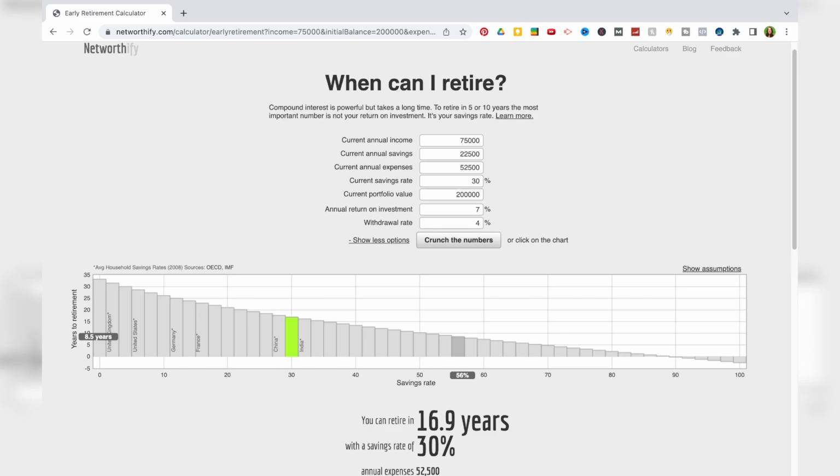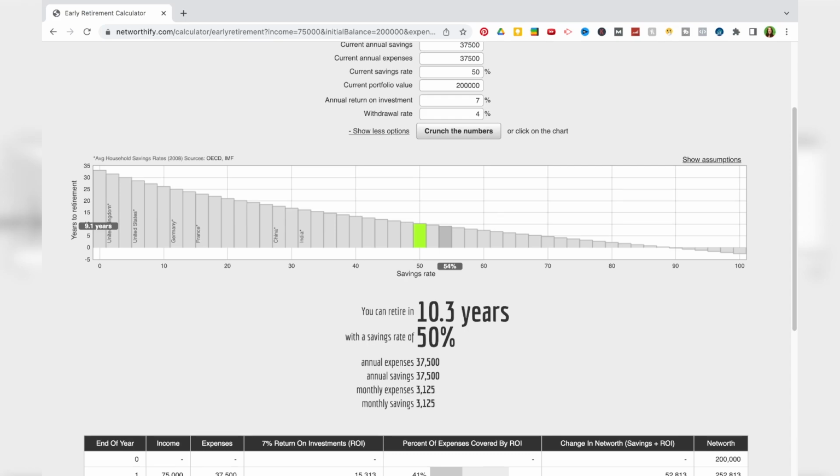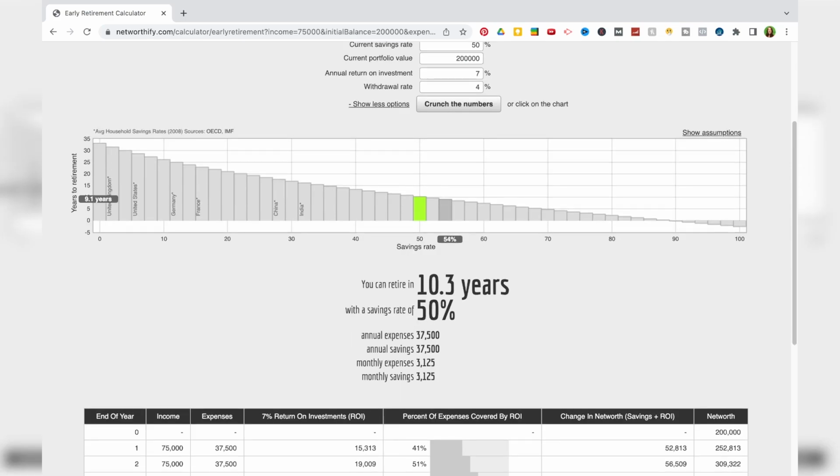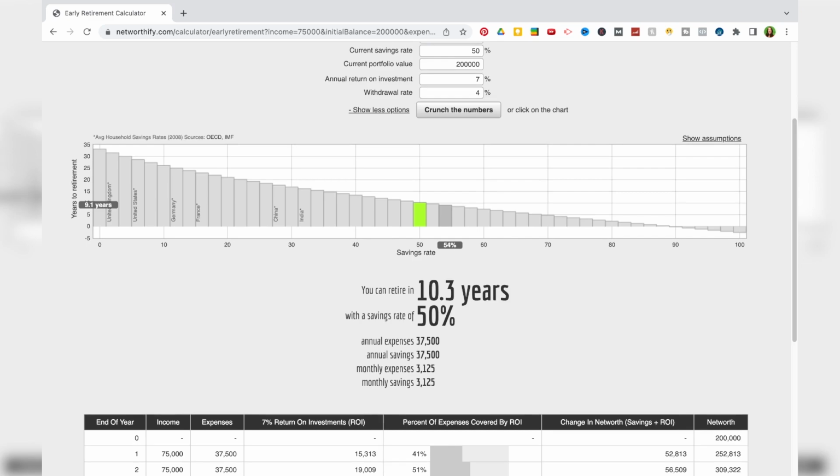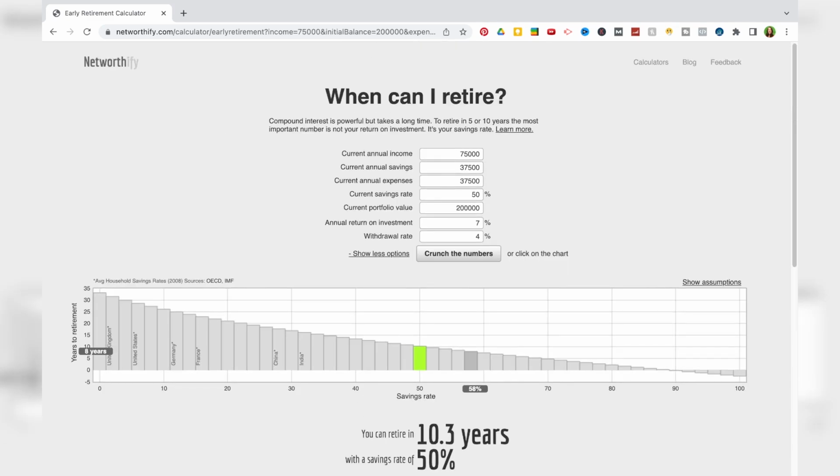You can enter in your own numbers and decide, okay, if I wanted to retire in 5 years, how much money would I need to be investing? And what would my expenses need to be? So let's just do one more example. If we are actually saving or investing 50%, then we can retire in about 10 years, right? So that took us down from 21 years to 10 years. So it makes a big difference, the amount that we are able to invest.